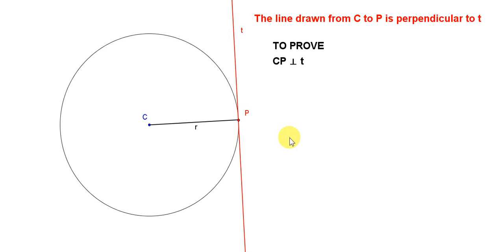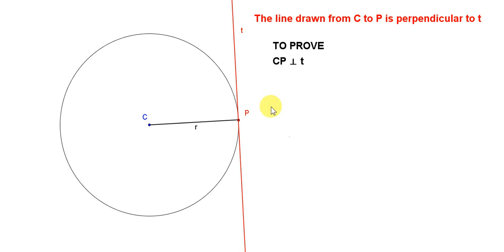A tangent to a circle is a straight line that touches the circle at just one point. So in this picture we have a tangent called T that cuts this circle at a point called P. So P is the only point of intersection between T and the circle. Since P is a point on the circle, we know that the distance of the centre of the circle C to P must equal the radius r of the circle.